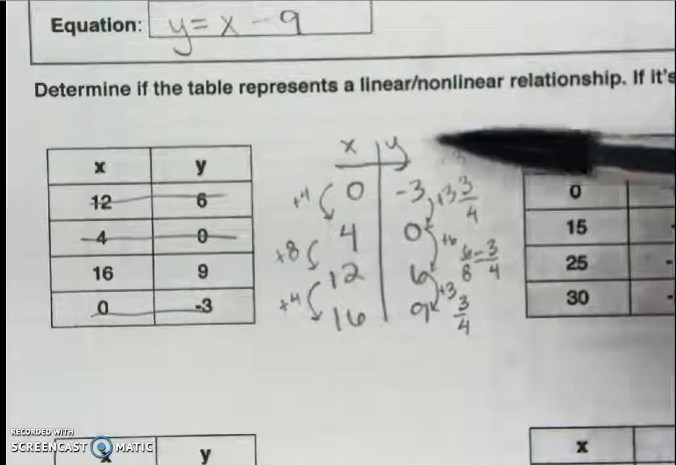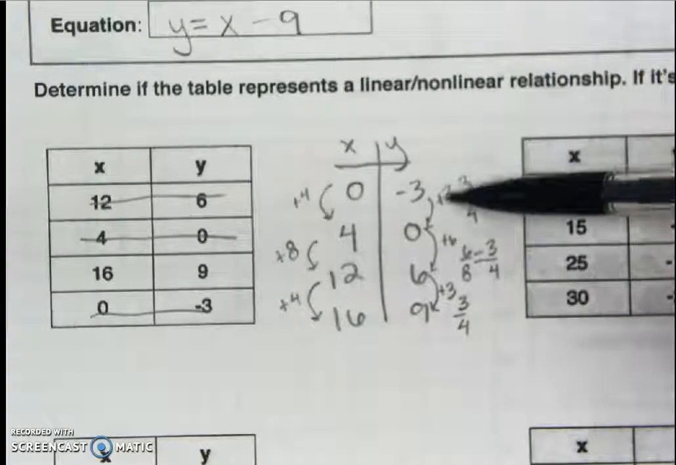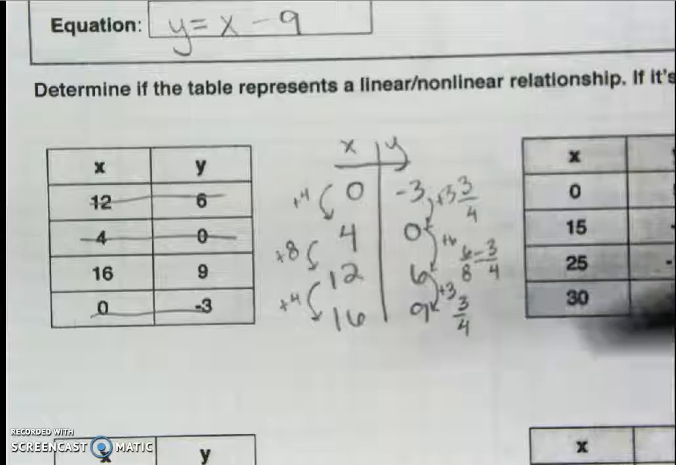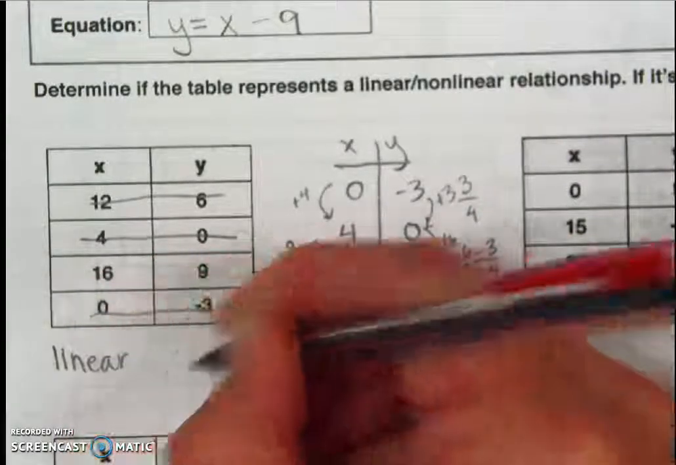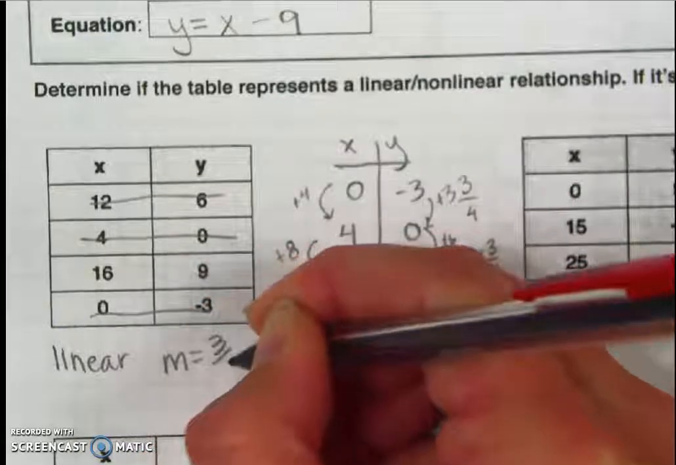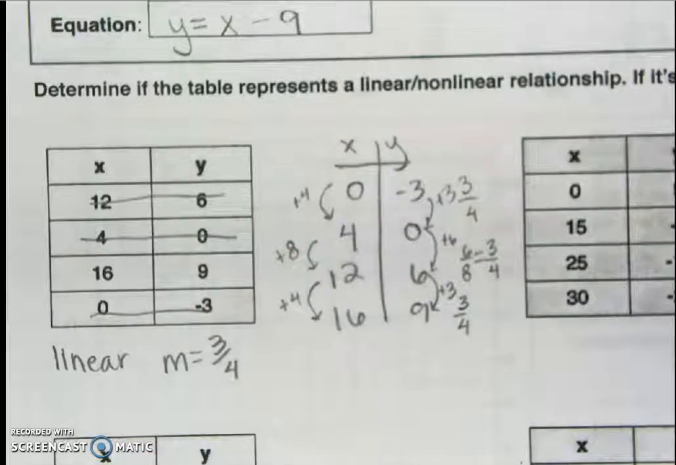So it looks like between all of these points, the slope is 3 over 4, 3 over 4, 3 over 4. And so this one would be linear. Linear. The slope is 3 over 4. That's all they're asking for here.